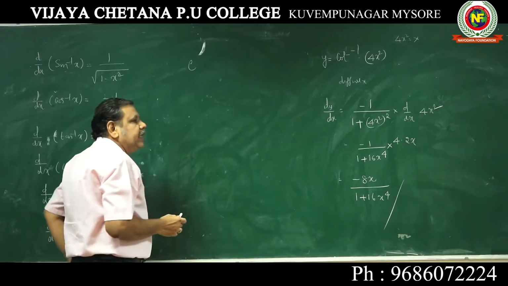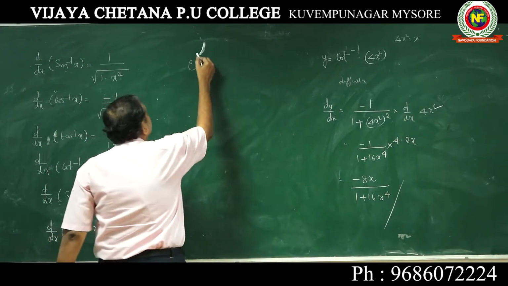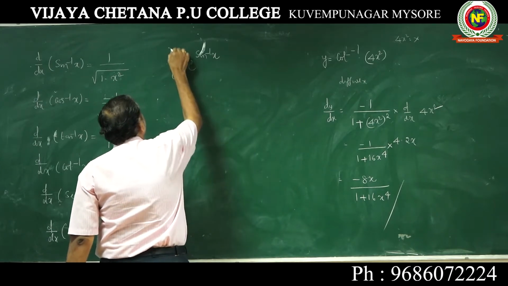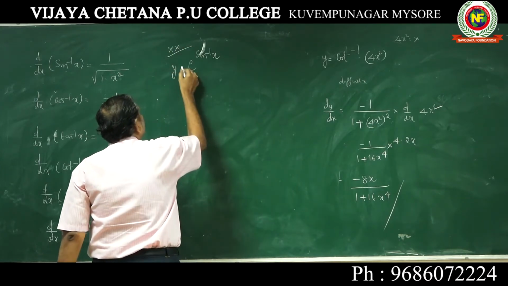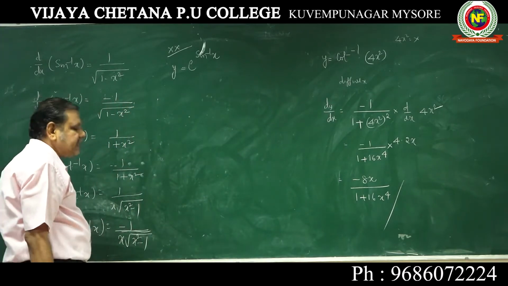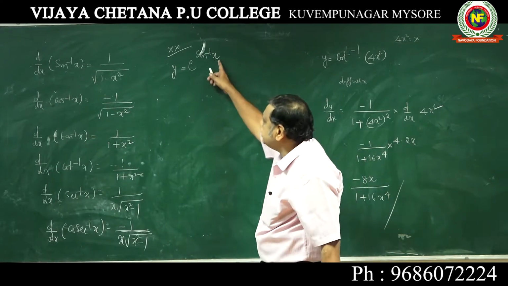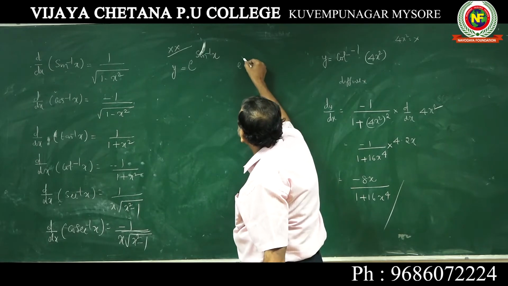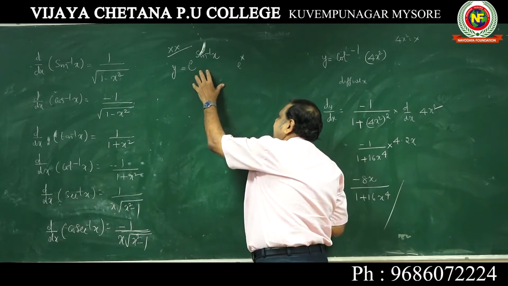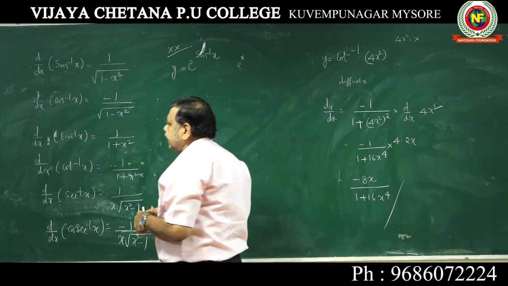Very important thing, differentiate e to the power of sine inverse x. Important problem for examination. Take it as y is equal to e to the power of sine inverse x. Now take sine inverse x as x, so it becomes e to the power of x. When you differentiate e to the power of x, e power x stays as it is, into d by dx of sine inverse x.